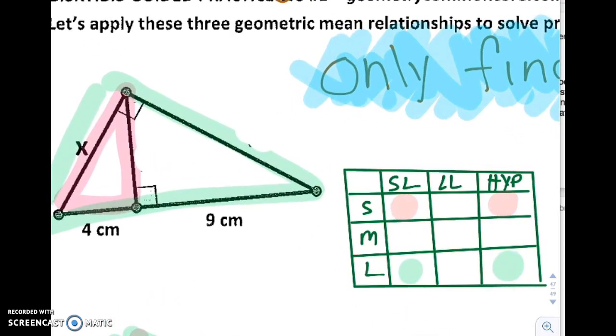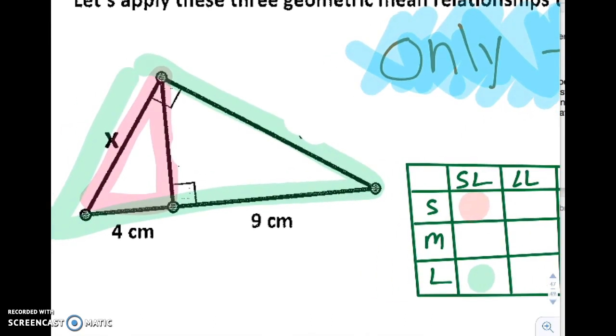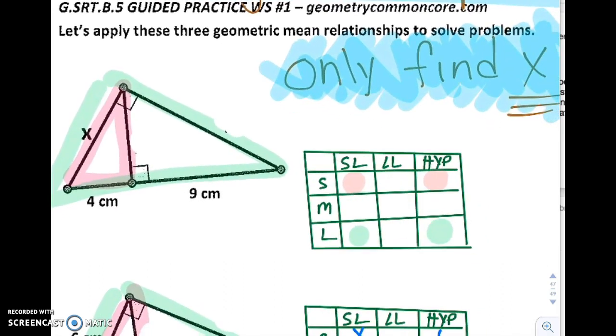Alright, the first one, I erased the y and the z so it would be less confusing. And then you just have x, 4, and 9. So you can see that you have two things labeled on the pink small one and two things labeled on the big green one. And I kind of matched it up with colors there.